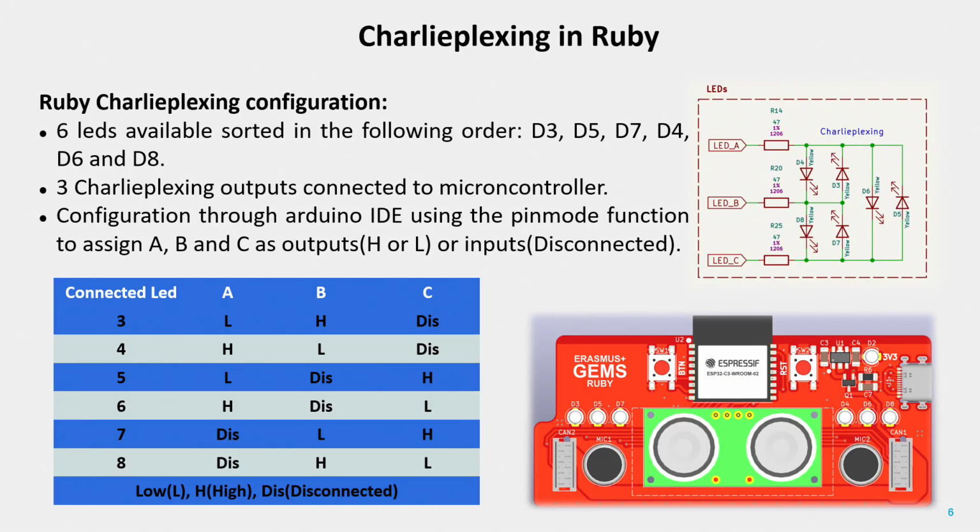Although our main focus today is on the Ruby board, Charlieplexing can also be implemented through the use of the Arduino IDE. In the Ruby board, 6 LEDs are arranged in a specific order, which is D3, D5, D7, D4, D6, and D8, and 3 microcontroller outputs are used to control them.